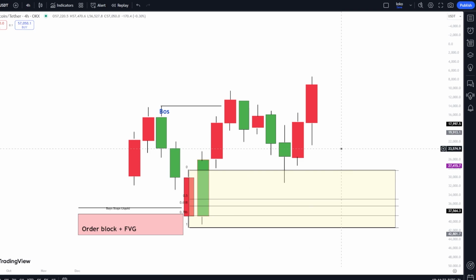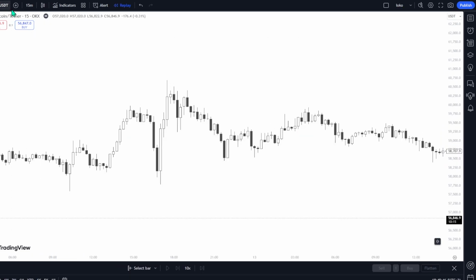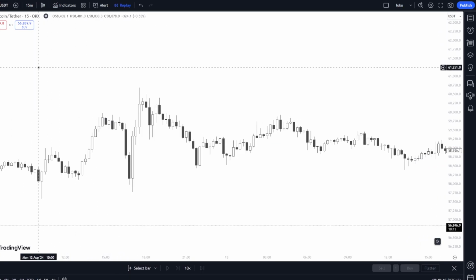So let's move on to the chart and look for real time trades. So on this 50-minute time frame chart, we have a good order block and we can see it here.